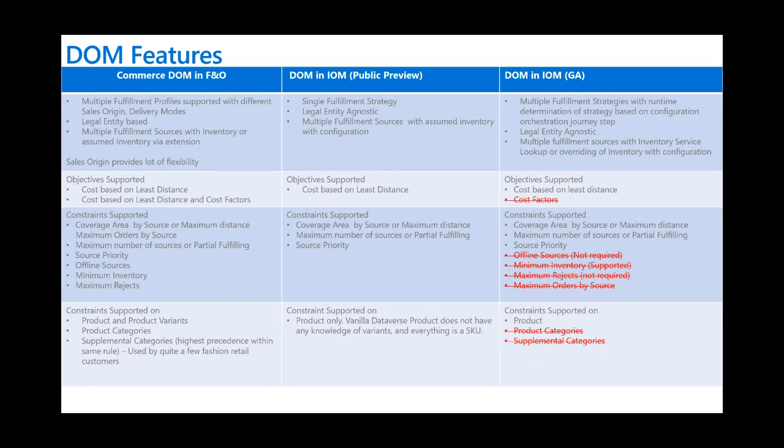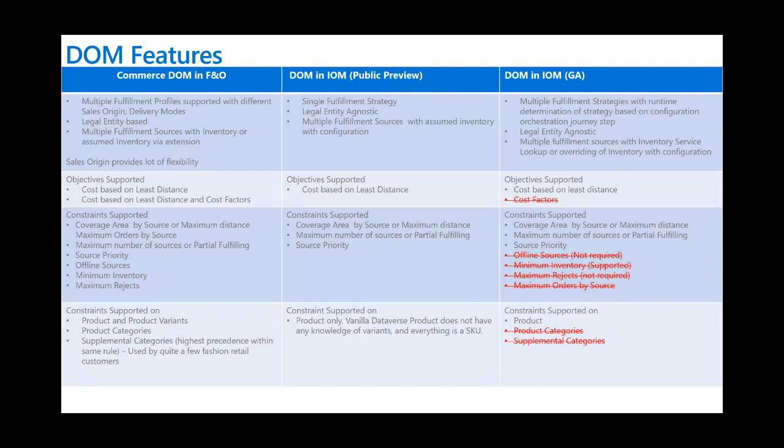And this would also be based on runtime determination. As part of your order orchestration journey, you can define a policy that tells you, this is a strategy for you to pick up. That gives you a lot of flexibility based on the type of order, the attributes of an order line, to tell DOM what is the strategy it needs to pick up. So this makes it very flexible as well.